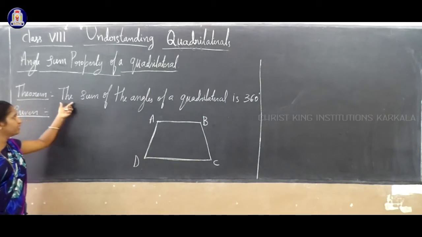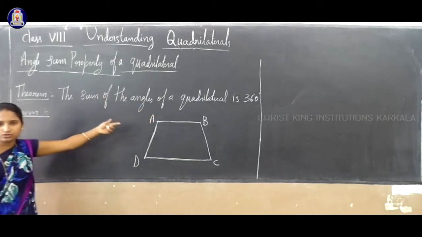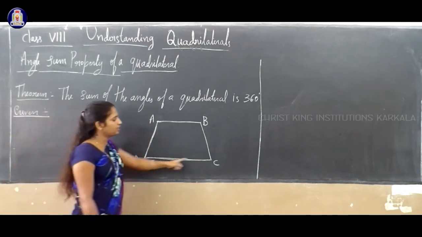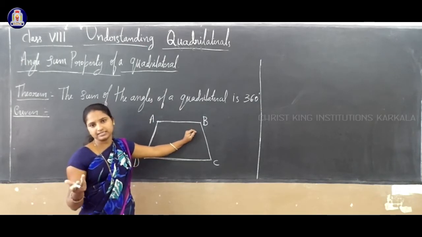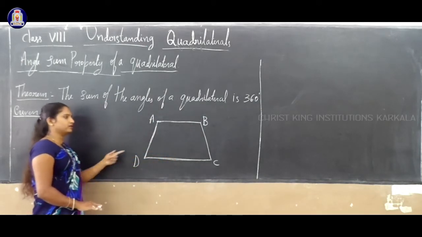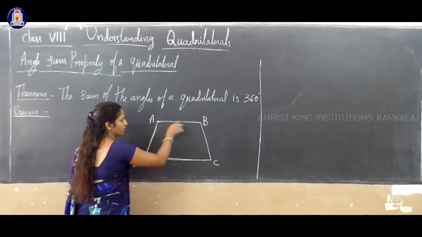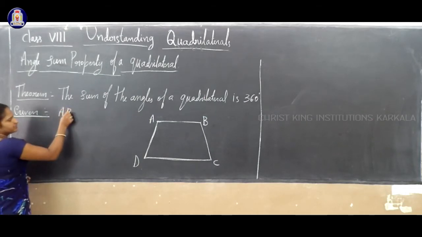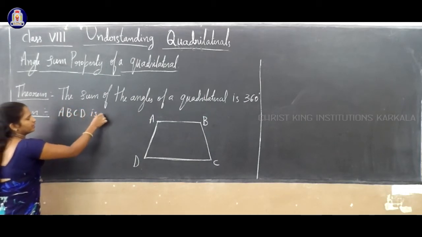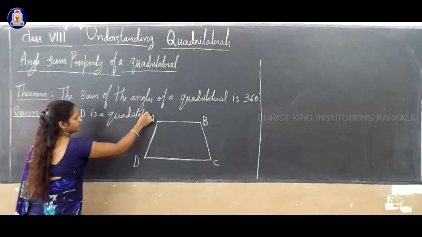In the statement, see, the sum of the angles of a quadrilateral. So now you can understand the shape is a quadrilateral. It may be a square, rectangle, trapezium, parallelogram, any. Clear? So now we draw one quadrilateral ABCD. ABCD is the quadrilateral. Now what is given? ABCD is a quadrilateral. Clear? So this is the given in the statement.